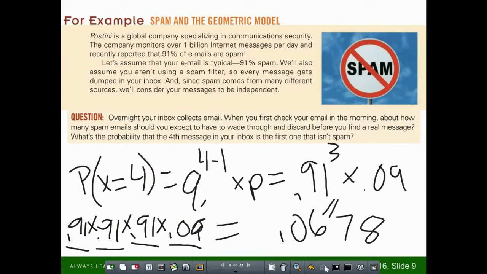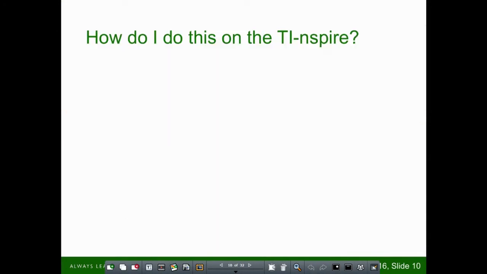This finishes up this question. And the next thing that we're going to be looking at is how do we do this on your calculator? We're actually going to hold off on doing this on the calculator until tomorrow.